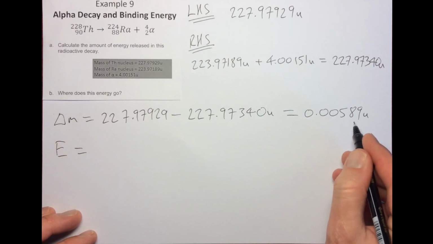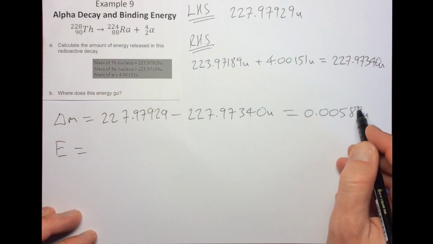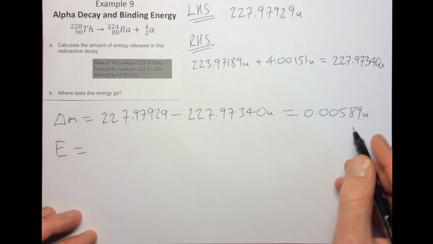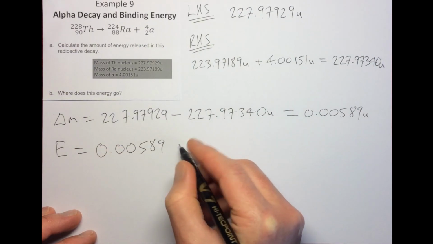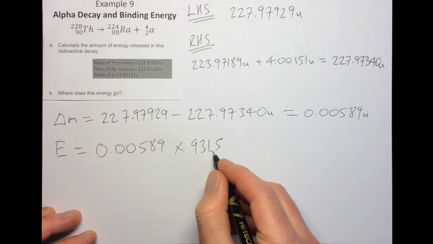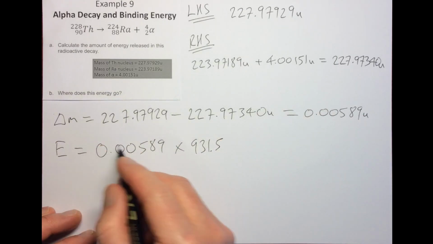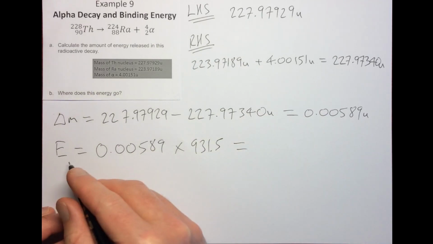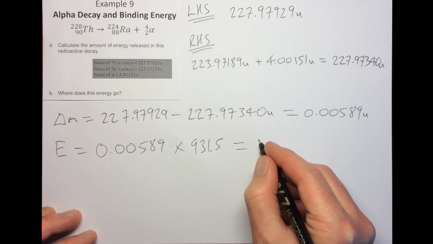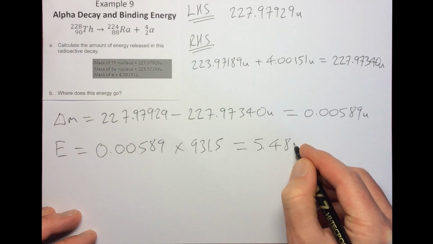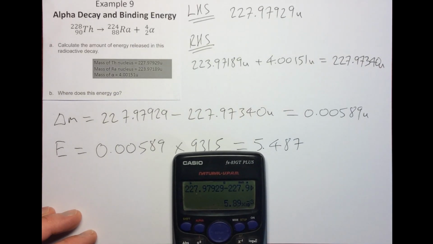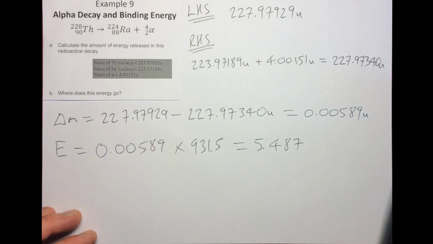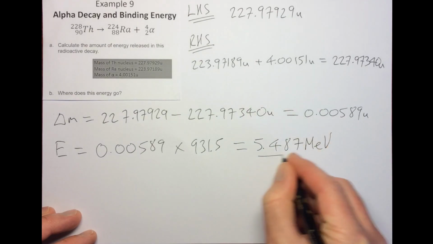Okay, and then we can work out the energy. We know this is the mass defect. That's the amount of mass that has been lost, so to speak. Now, it hasn't been lost, because it's been converted into energy. We know that 1 U is equal to 931.5 MeV. So if we multiply this mass defect in U by 931.5, we'll get the energy that's released in mega electron volts. And it comes out as 5.487, I believe. So let's just check that. Times 931.5. So 5.487, yes, okay, and that's mega electron volts. There we go.